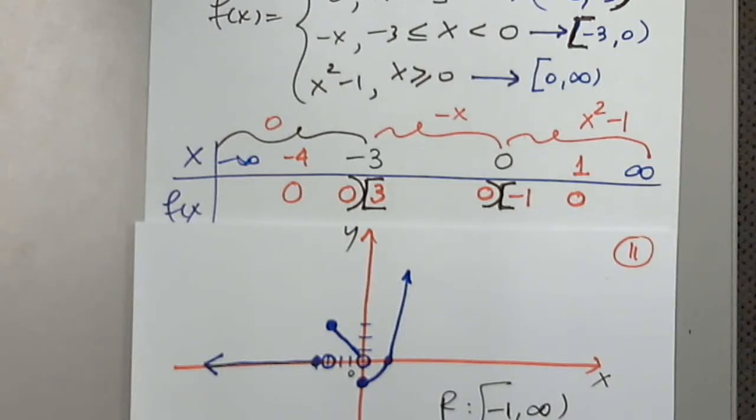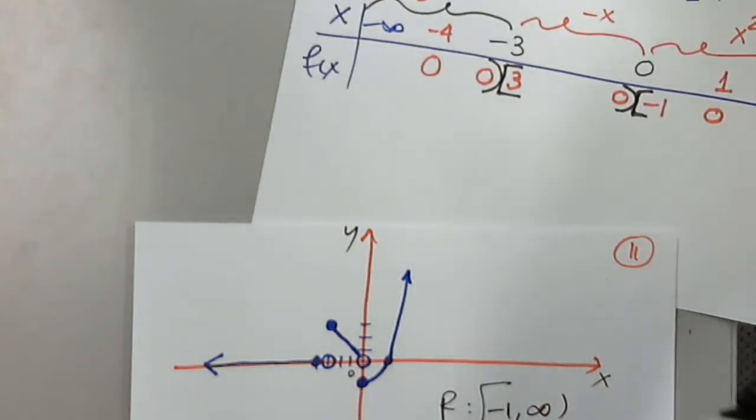Okay. Let's look at some linear inequalities, absolute value inequalities. Something like 62 on page 203.